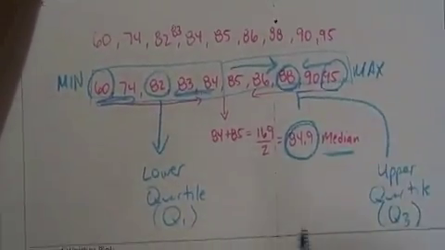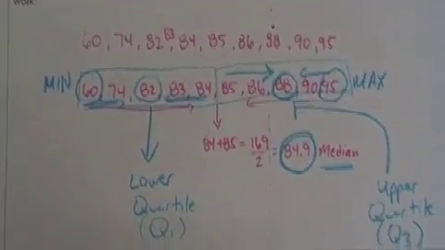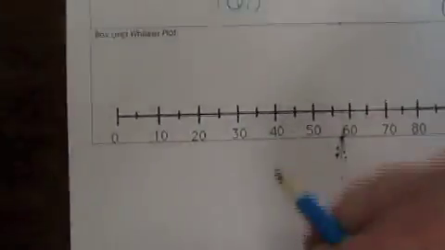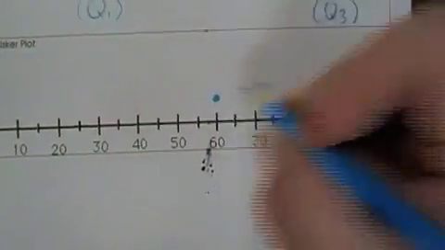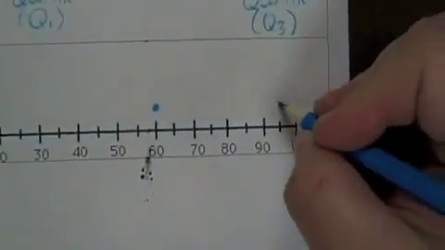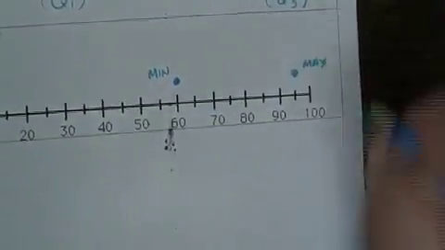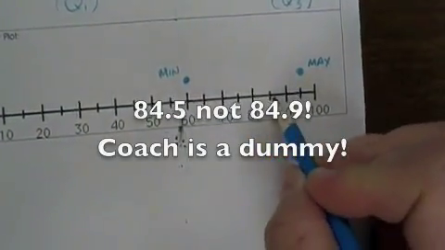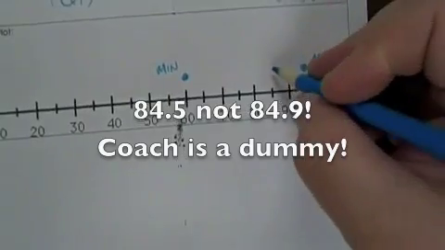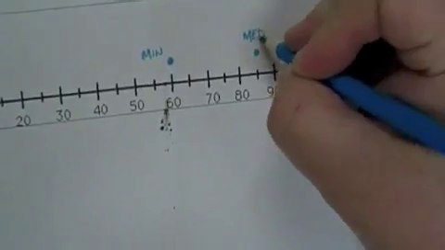So now that we have all 5 pieces of information, it's time to make our box and whisker plot. Let's go down here. Let's mark our min and max first. Our min was 60, our max was 95. Easy enough. So I'm going to put min here, max here. I'm going to go ahead and mark the median. The median is 84.9, which is pretty close to 85. So I'm going to mark it right there, just above 85, and label it the median.